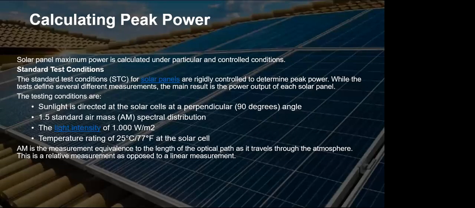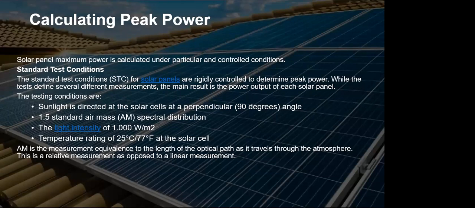Another thing is how we can calculate the peak power. In the calculation of peak power, the solar panel has some amount of energy. In the nameplate, the peak power is noted. The peak power definition is at 1,000 watts per square meter.